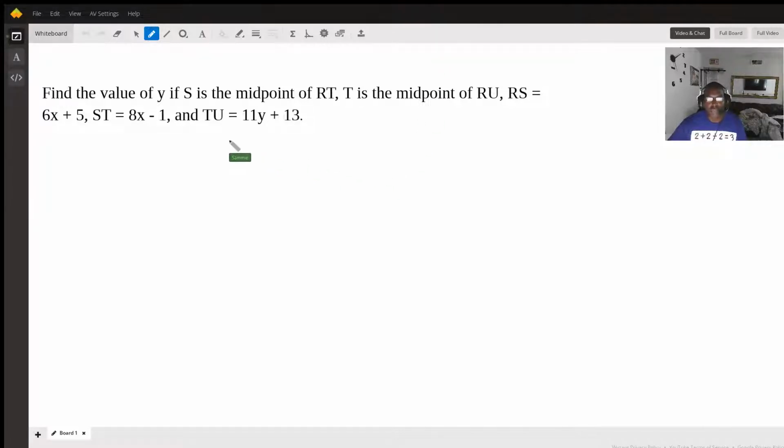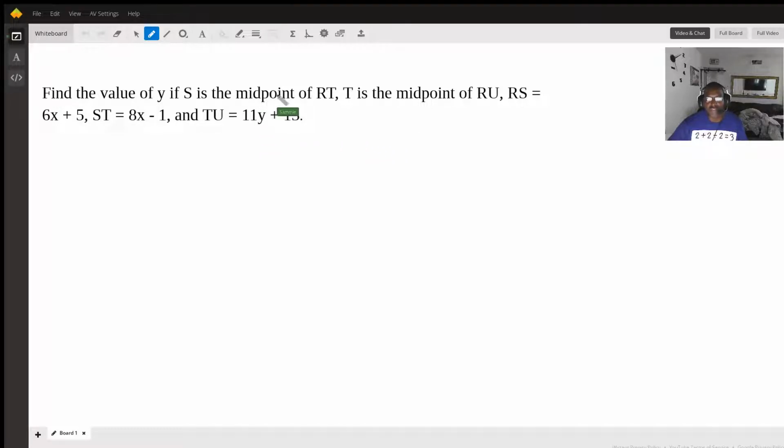Today we're going to be working on the following problem. Find the value of y if S is the midpoint of RT. T is the midpoint of RU. RS equals 6x plus 5. ST equals 8x minus 1. And TU equals 11y plus 13. They ask us for y.